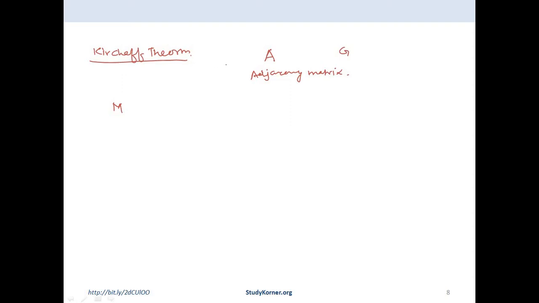So I just create a matrix M from the given adjacency matrix A, and then the number of spanning trees is given by the cofactor of this M. Okay, so let's take an example and try to understand this concept.